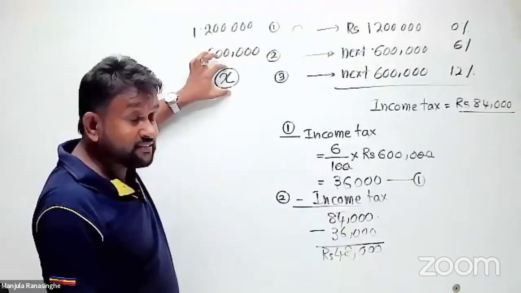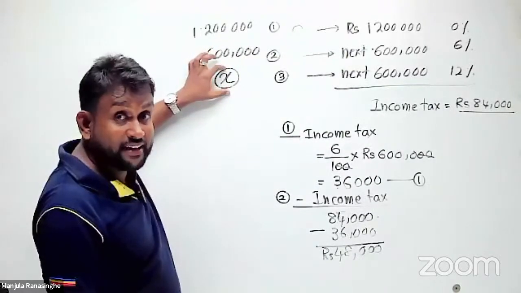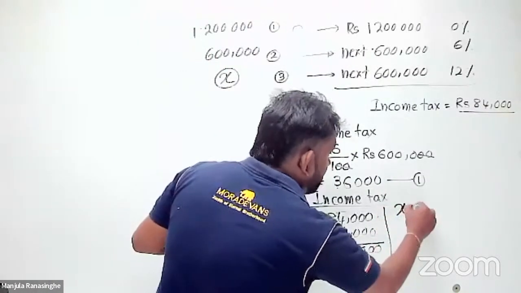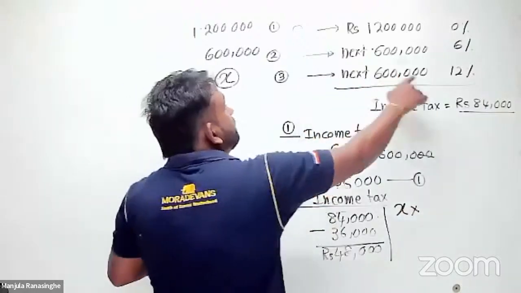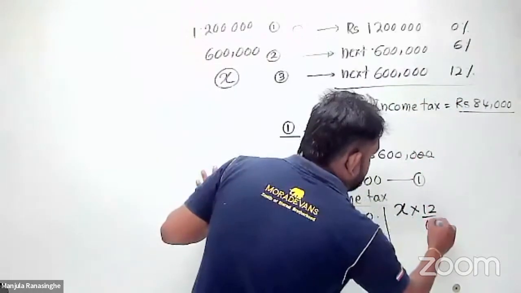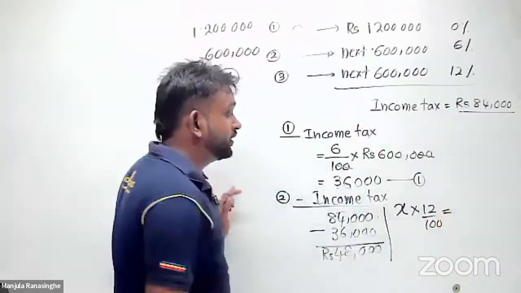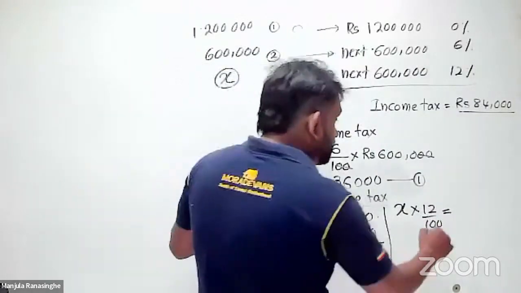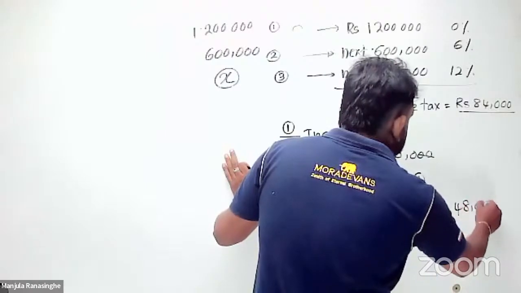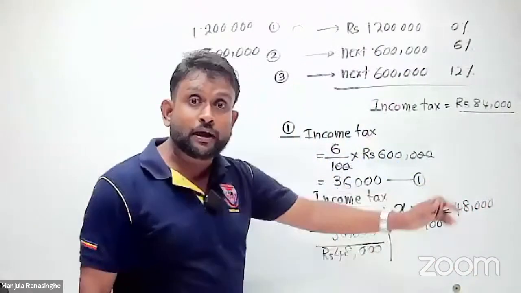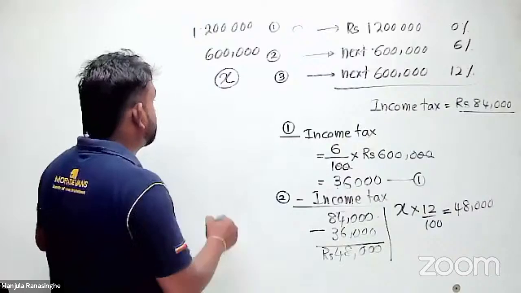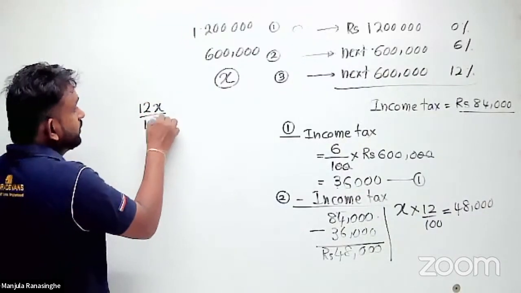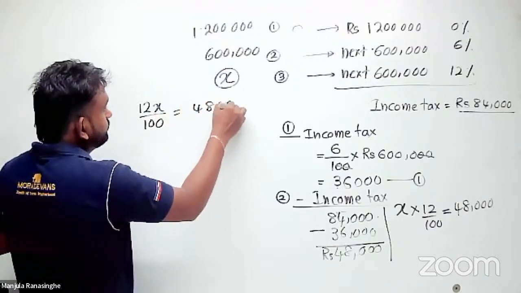Now, the income part is taken as X. Then how do we take that? You take income as X, X into 12%, 12 upon 100, shall equal the income tax in this region, that is 48,000. Now you can simplify it as a simple equation. 12X upon 100 equals 48,000.